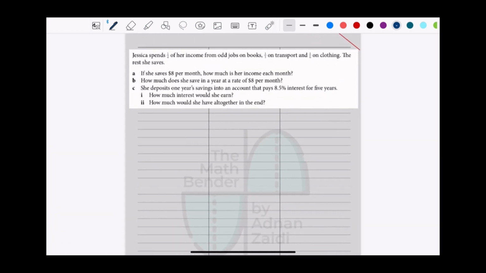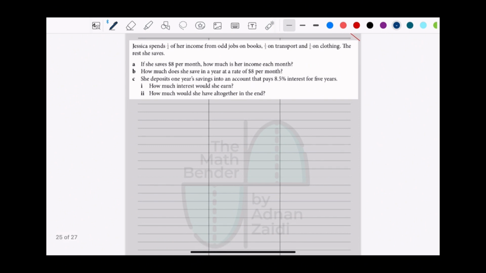So let's look at the last question of the day. Jessica spends 1 over 4 of her income from odd jobs on books, 1 upon 3 on transport, and 1 upon 6 on clothing. The rest she saves. So first step is that let's take out how much is the amount that she saves in terms of fraction. And when we talk about fractions, we need to look at them with the same denominator. That's how you can easily compare them.